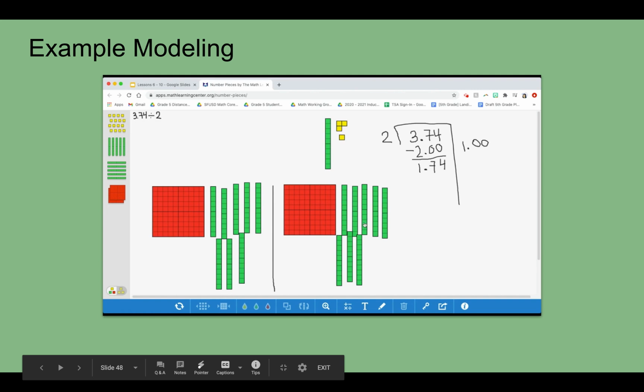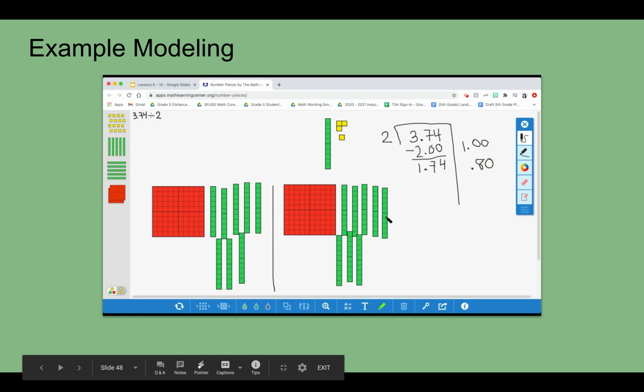Okay, so I've divided up the rods as evenly as I can. I have 1, 2, 3, 4, 5, 6, 7, 8 rods in each group. So now I can record that on the side here. Each of the groups has 8 rods, so I have 8 tenths in each group. Here I'm going to put down 8 tenths, which is the same as 80 hundredths.